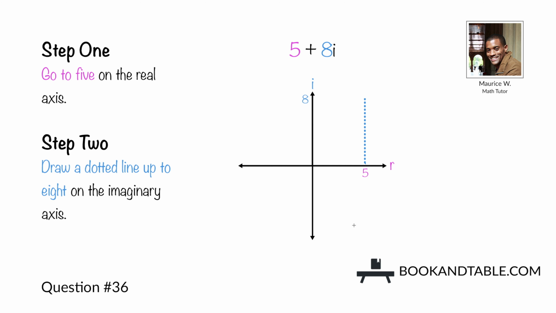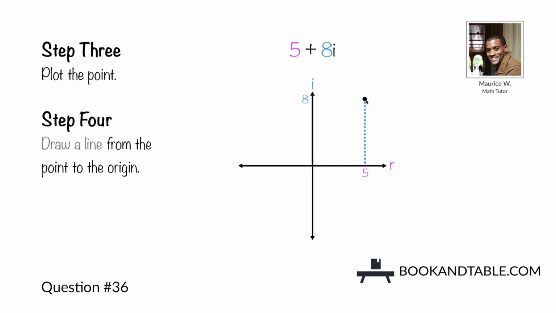So we'll start by drawing the right triangle that we need to help solve for the argument for 5 plus 8i. So step 1, go to 5 on the real axis. Step 2, draw a dotted line up to 8 on the imaginary axis and then plot the point. And from here we draw a line to the origin.